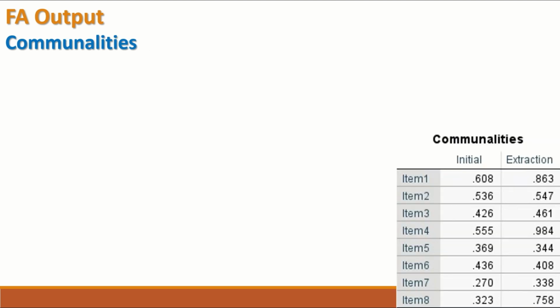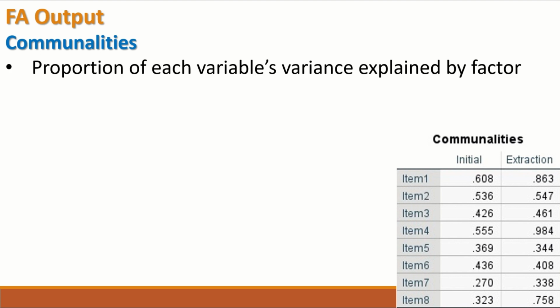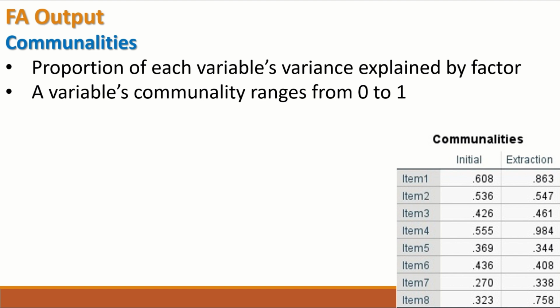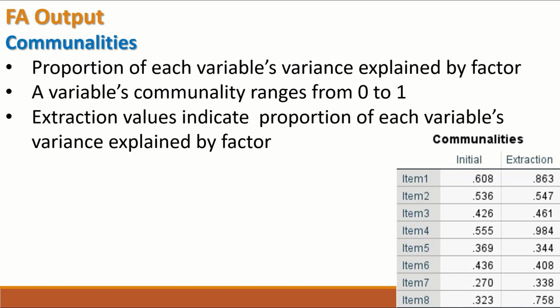Also, the output from the factor analysis shows the communalities values. The communality is the proportion of each variable's variance explained by factors. A variable's communality ranges from 0 to 1, and extraction values indicate the proportion of each variable's variance explained by factors. So for item number 1 here, the communality is 0.86, the second one 0.5, the third one is 0.4. Anything less than 0.3 has to be removed from the analysis.